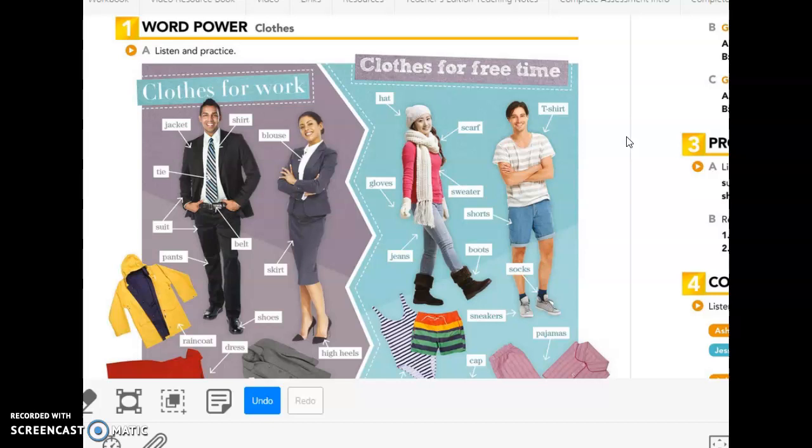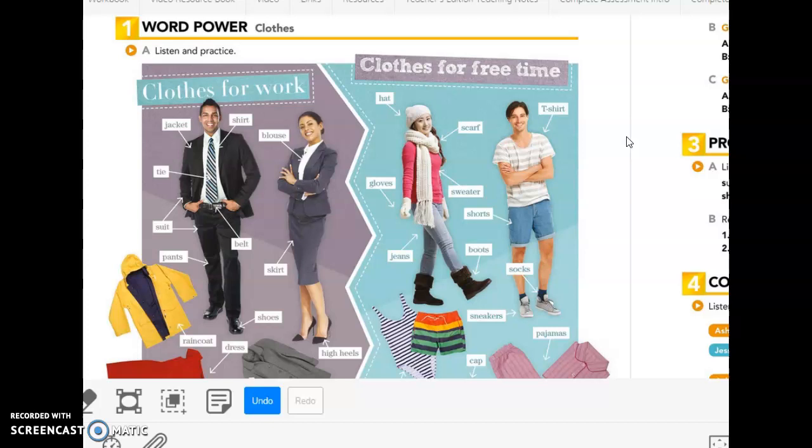Today we are going to start with a new class. Remember, today we are going to start with unit number 4. What do you have in unit number 4? ¿Qué tenemos en la unidad número 4? Okay, so in this unit we are going to talk about clothes and we are going to learn how to describe a person. ¿Cómo describir a una persona?